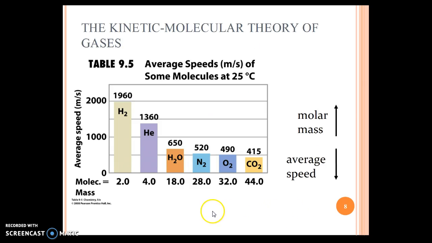Here are some average speeds of molecules at 25 degrees Celsius: hydrogen, helium, water vapor, nitrogen, oxygen, and carbon dioxide. And as you can see, as the molecular mass is increasing, the average speed is decreasing, but not linearly. This is 22 times more massive than the hydrogen, but it is not 22 times slower. The speed here is 1960, the speed here 415 meters per second.